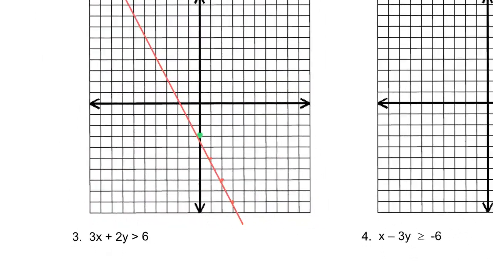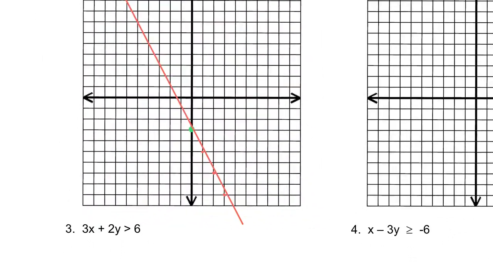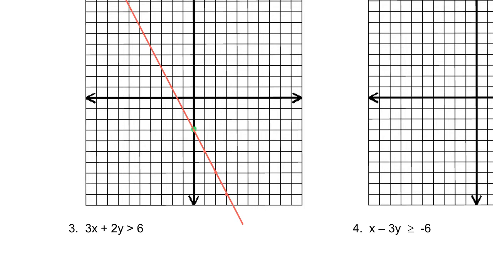Once you've drawn your line, make sure it goes through your whole graph. Please put arrows at the end of your line. Now, because this is an inequality, all the points on the line make this value true because it's less than or equal to.